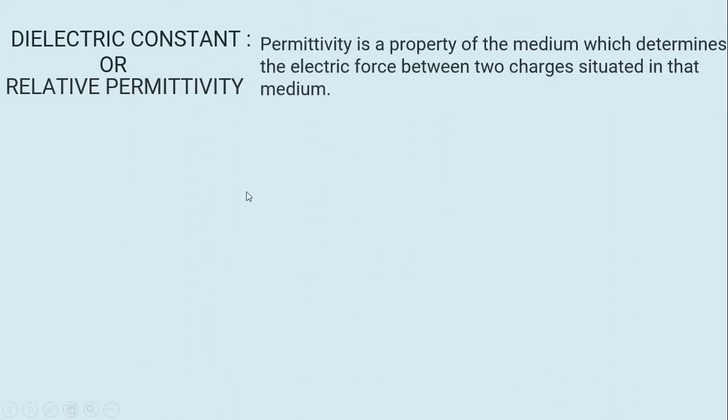Now next is dielectric constant or relative permittivity, another very important topic. First of all, what is permittivity? Permittivity is the property of a medium which determines the electric force between two charges situated in that medium. In the previous article, we learnt that whenever two charges are placed, there is a force between them. But now we will be concerned about the medium in which these two charges are placed.